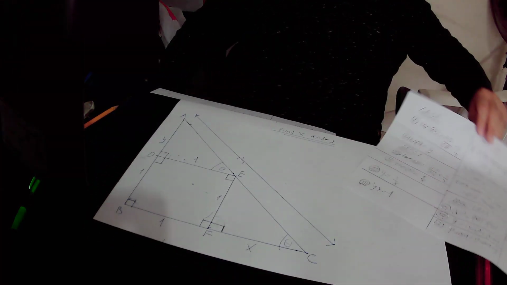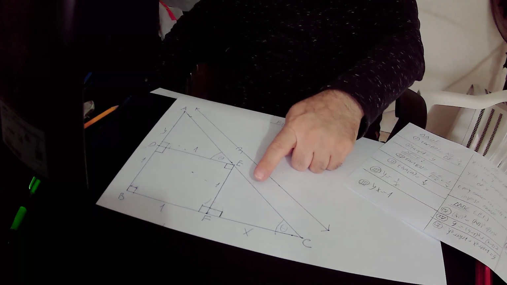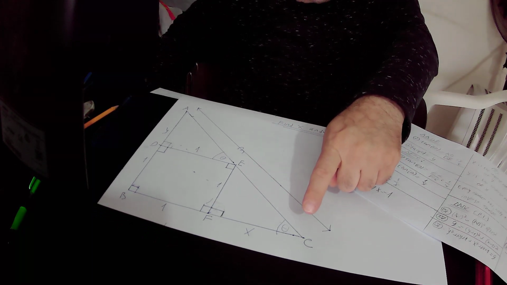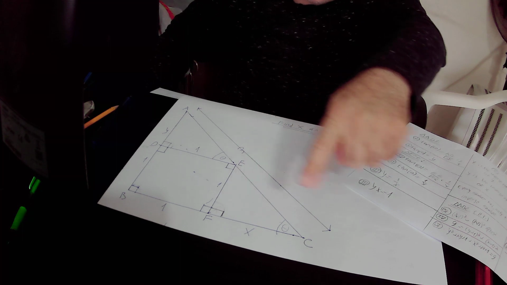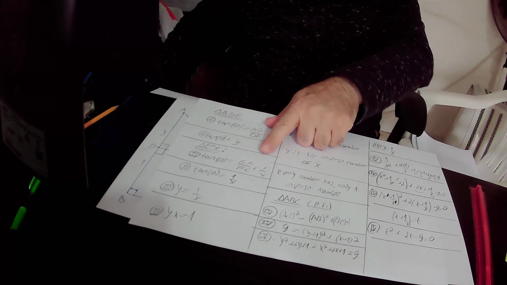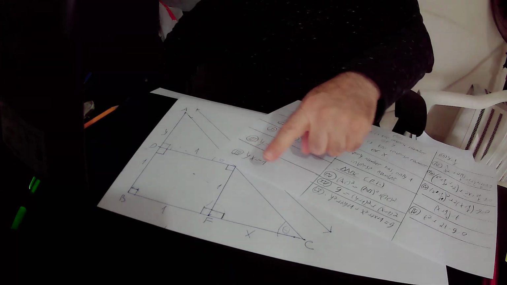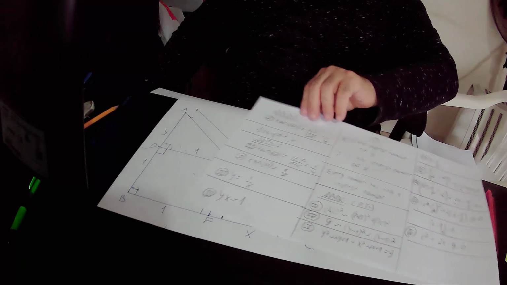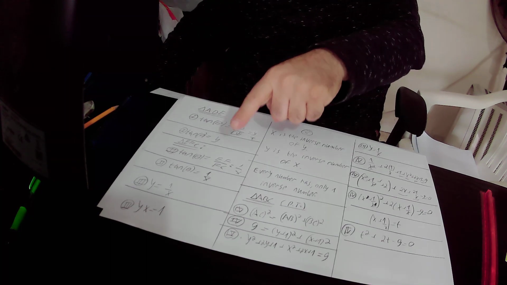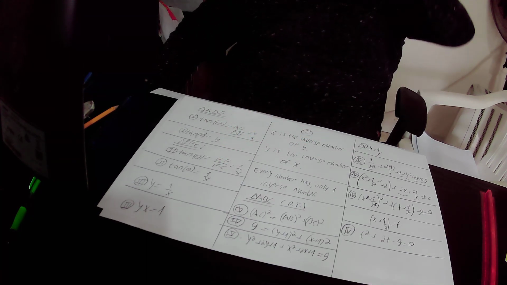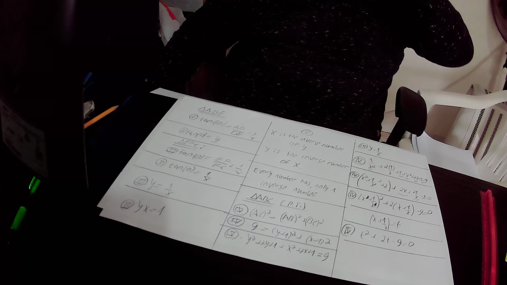Then we focused on the right triangle, triangle EFC. On the right triangle, triangle EFC, tangent theta equals EF over FC. But EF equals 1, FC equals x. So in conclusion, we found out that tangent theta equals 1 over x according to equation number 2.